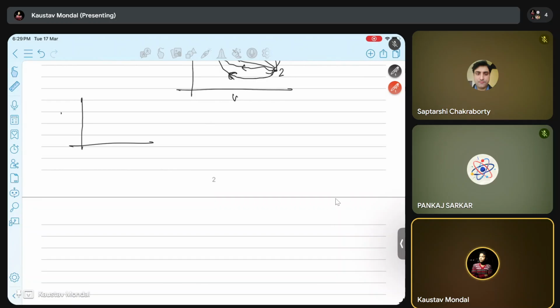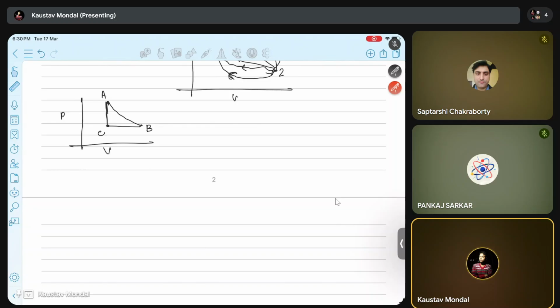So let's take the PV diagram. Okay, so the system, let's say, starts from a point A. It takes this kind of path. It starts from A to B like this. So let's take this A to B as an isothermal process. Now from B it moves to C. Then from C, it again goes back to A.